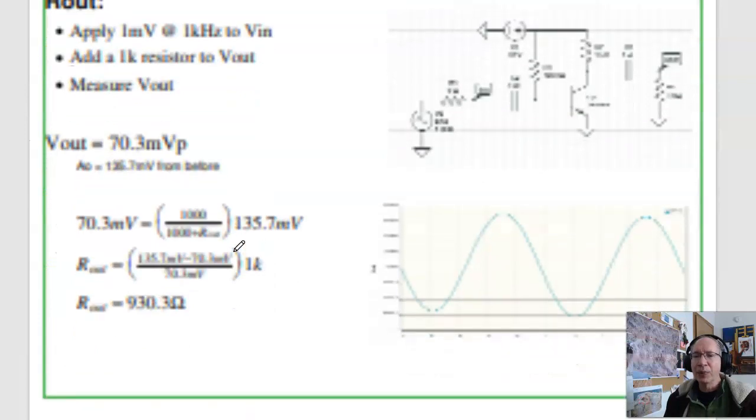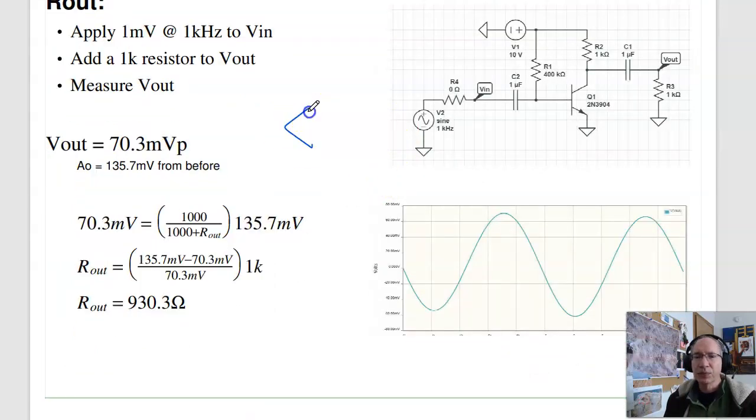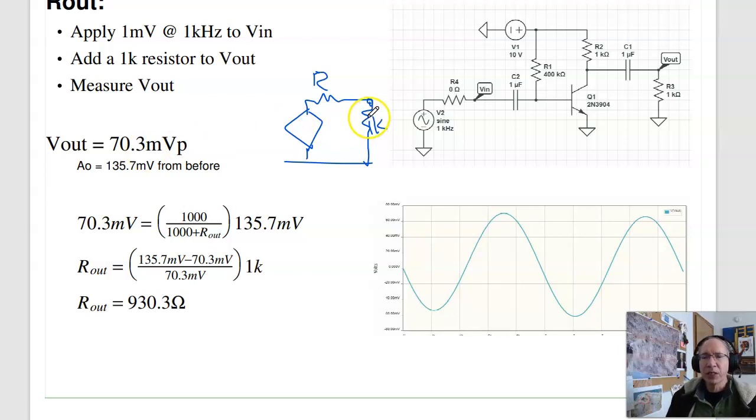To find the output impedance, again on the two-port model, I've got this circuit. If I were to attach a 1K resistor to the output, the voltage will drop by voltage division. So let's try it. I add a 1K resistor to the output. The voltage goes from 135 millivolts down to 73. So that tells me by voltage division, without the 1K resistor, I've got 137 millivolts. With the 1K resistor, I have voltage division that produces 70 millivolts. Solve for R out. Doing some algebra, the output resistance must be 930 ohms.